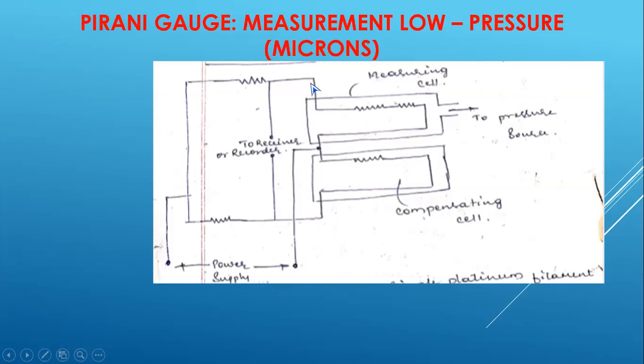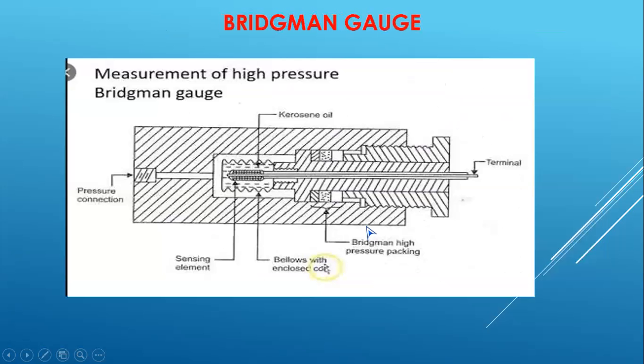All of you remember: for high pressure measurement, Bourdon tube pressure gauge; for negative pressure, McLeod gauge; and for low pressure measurement, you can use Pirani gauge. This is the principle of operation of Pirani gauge. Next, come to the point.